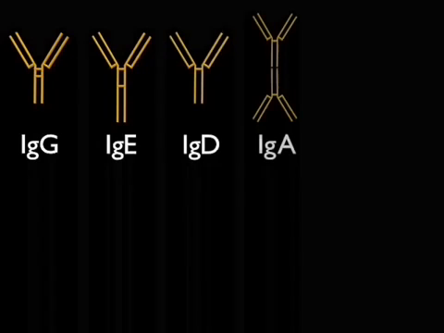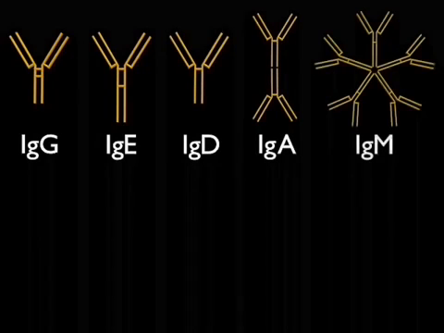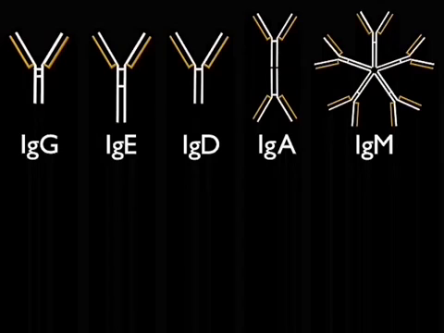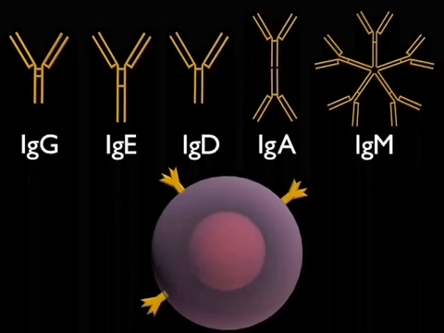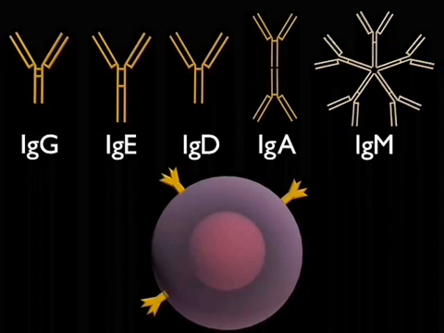Antibodies, or immunoglobulins, can be subdivided into different classes according to their structure. There are 5 classes, called IgG, IgE, IgD, IgA, and IgM, each having different functions. The class of an antibody is determined by its heavy chains, and each antibody can be produced either as a cell surface antigen receptor on B cells or as a secreted molecule. The secreted form of IgA is a dimer of the basic 4 chain structure, and IgM is a pentamer.